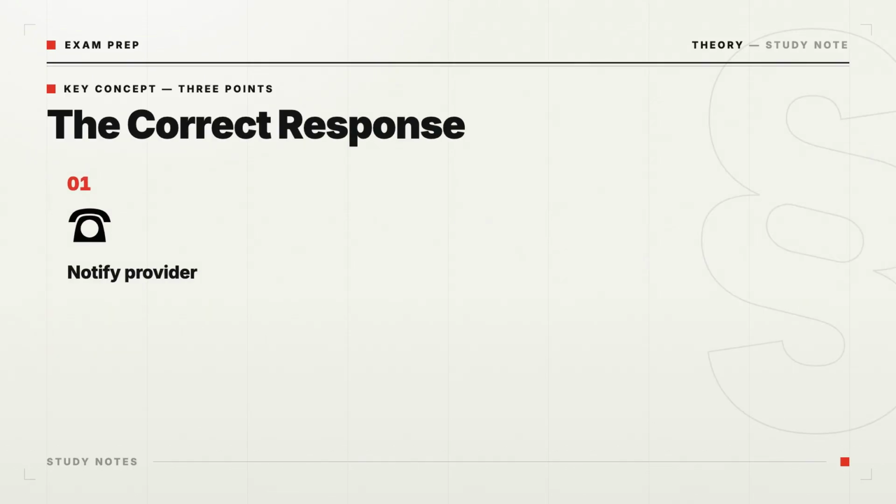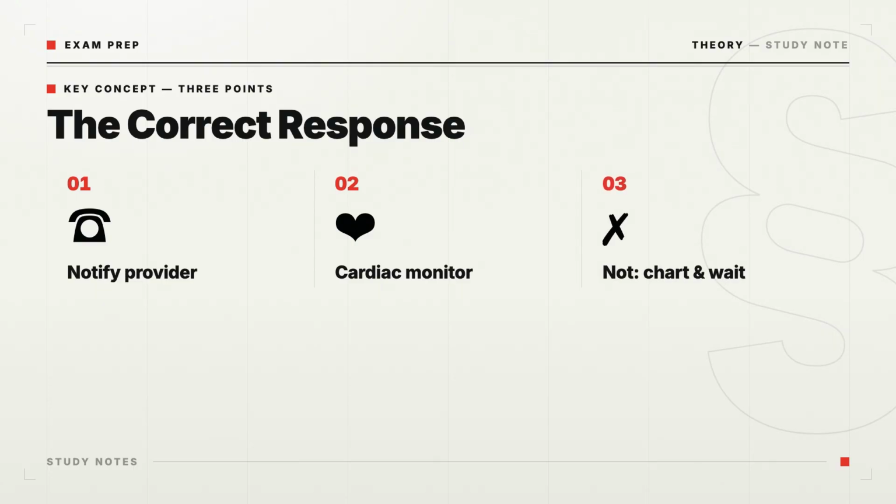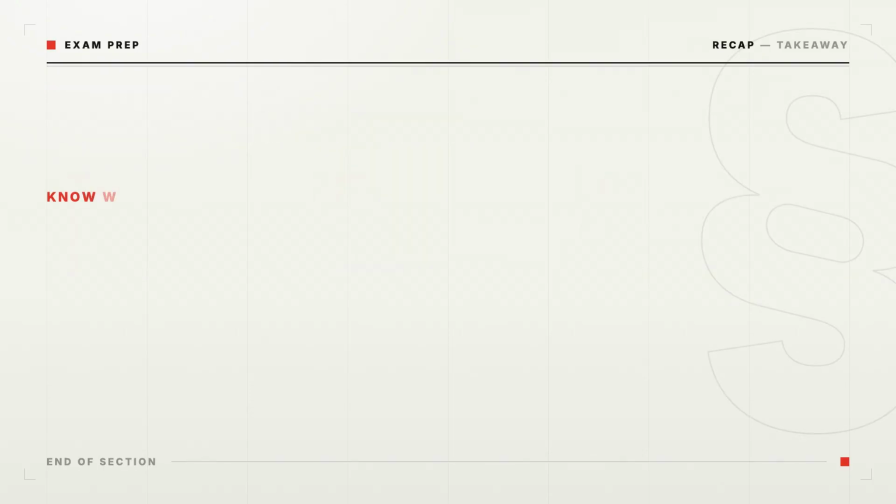The right response has 2 parts done together. Notify the provider since treatment like calcium, insulin with dextrose, or a potassium binder needs orders, and place the patient on a cardiac monitor to catch any rhythm change instantly. Charting the value, holding the breakfast tray, or rechecking labs later all leave the heart unprotected.